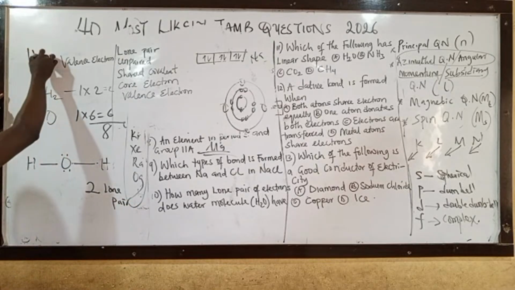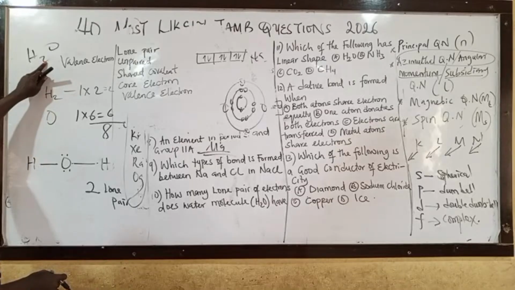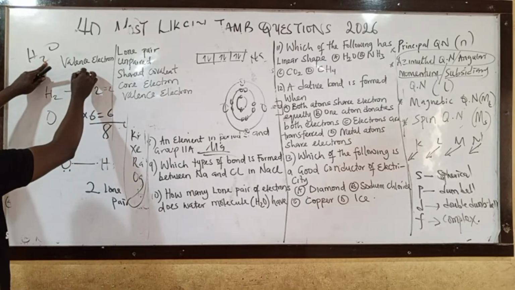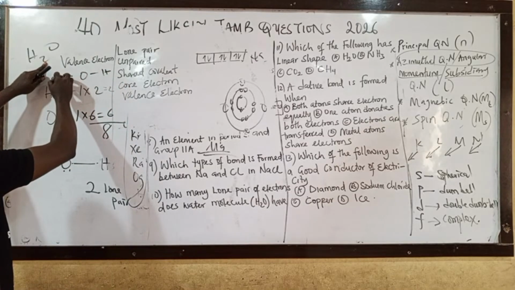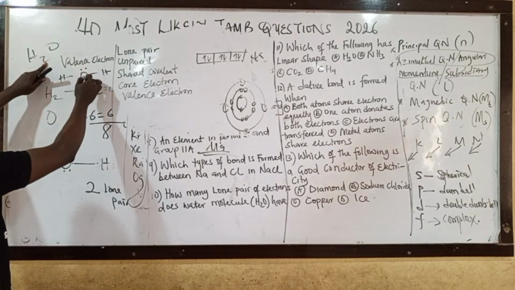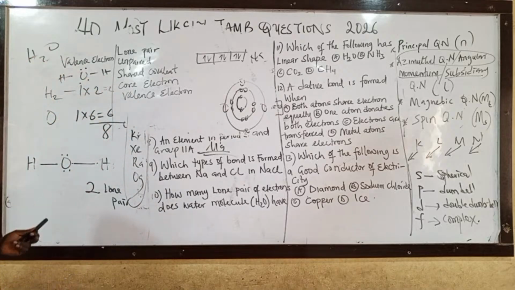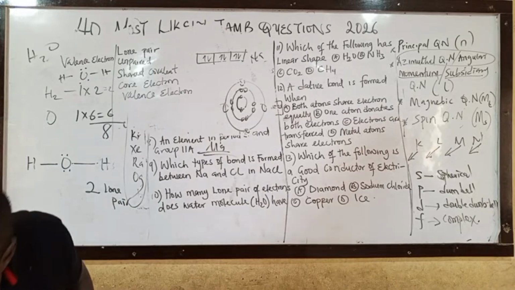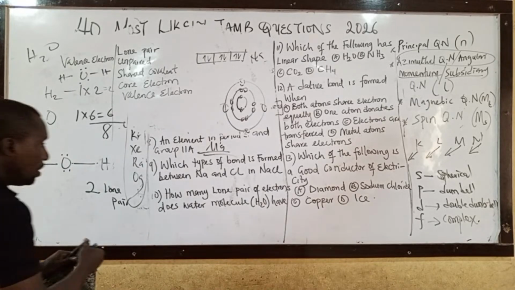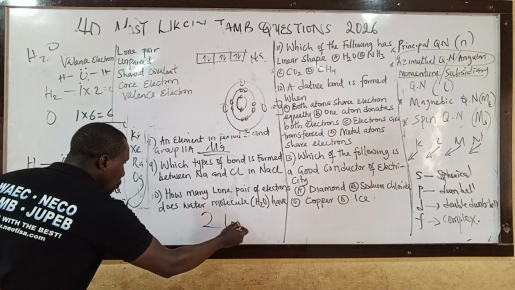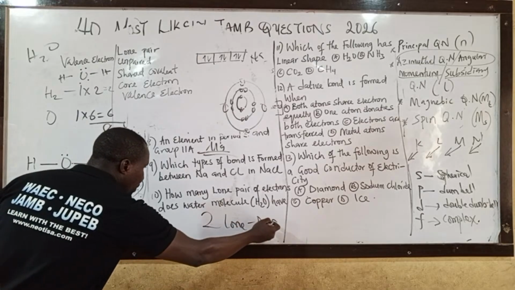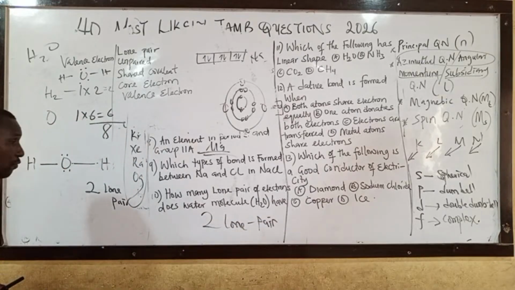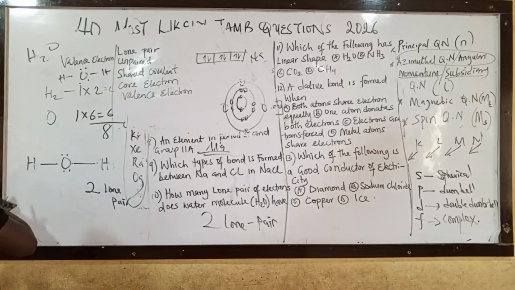Or you can just do this. When you have hydrogen 2, that means you must have shared pairs. Then you have the remaining one, you have 2 lone pair. Then, for example, if they say ammonia, the answer to that question is 2. Take note. 2 lone pair, the ones that are not partaking in bonding. Take note.